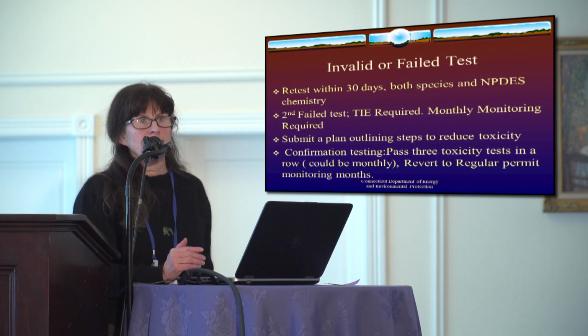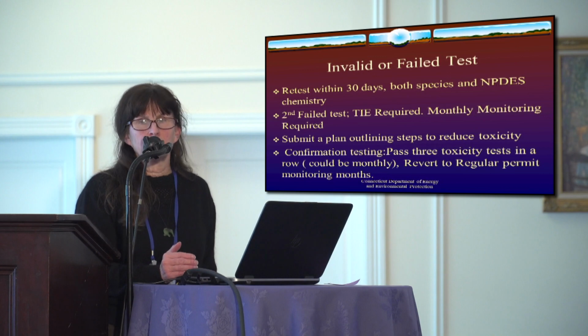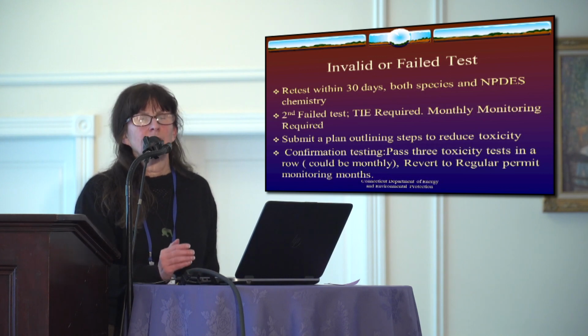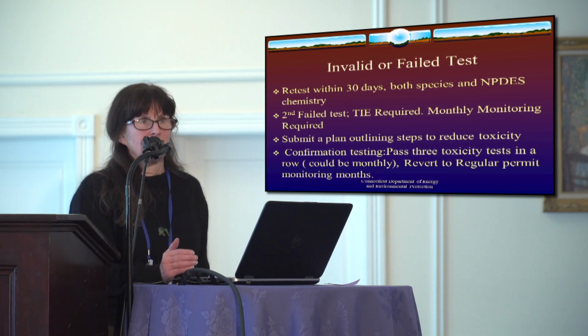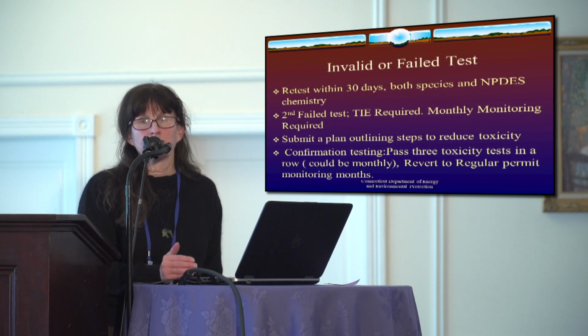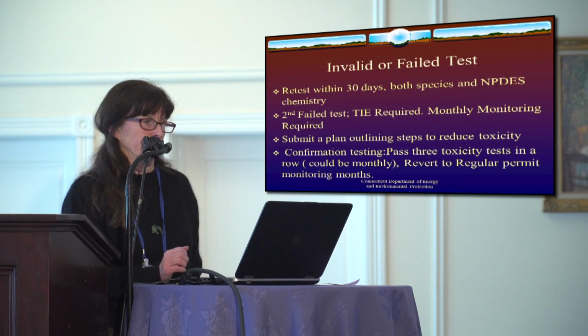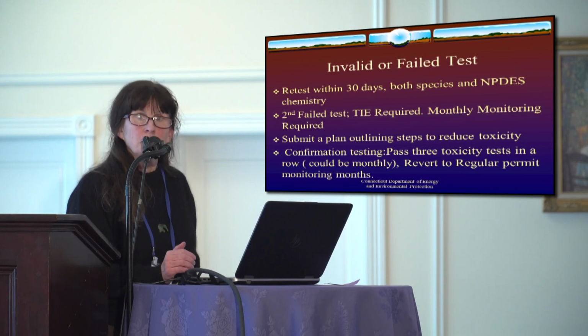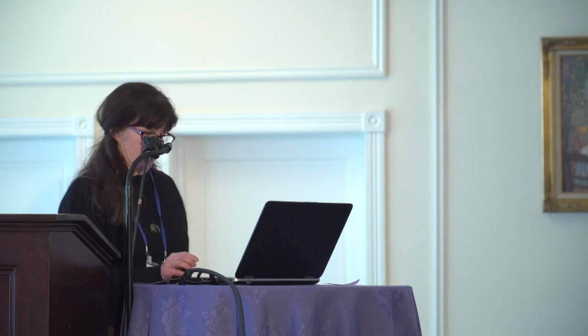So if you finish your confirmation testing the month before you have a regularly scheduled toxicity test, you have to do that regularly scheduled toxicity test. If your 3rd pass test happens to correspond with your regularly scheduled toxicity test, you don't have to do another test till the following quarter. But so if you fail 2 in a row, you're doing monthly monitoring.